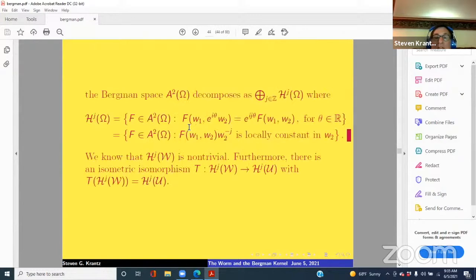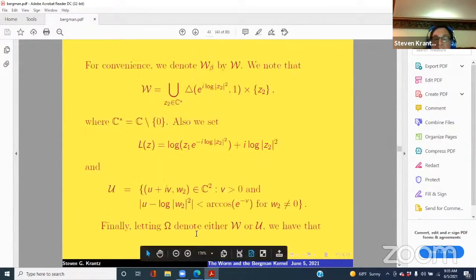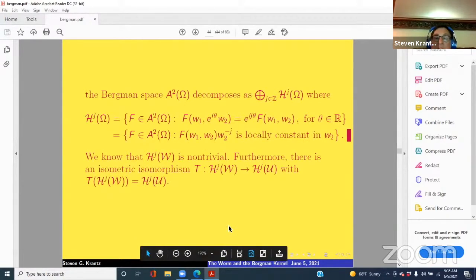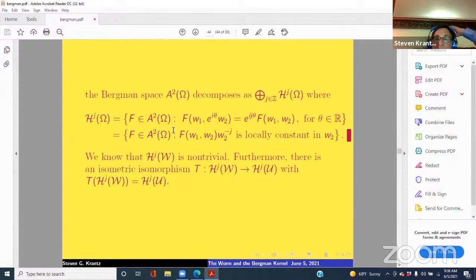And we have that the Bergman space A^2(Ω), where Ω is either W or U, decomposes as the direct sum of H_j(Ω), and this is a key idea of Barrett, and this is really central to our work here. H_j(Ω) is the set of all f in the Bergman space of Ω, that is to say the square integrable holomorphic functions, so that you have this rotational invariance property in the second variable. And you could write it two different ways. You could write it like this, or you could write it like this.